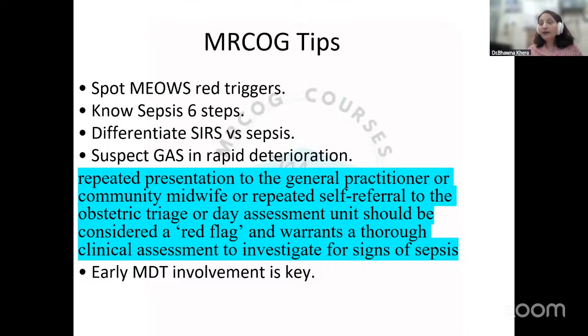Now, be very careful, Part 3 candidates, because till date, repeated presentation was taken as a red flag for domestic violence, right? You always took this repeated presentation to the GP, to the midwife, as a red flag for domestic violence. But remember now, this is a new red flag, a very upcoming, prominent thing which can come in the exam. So this is a new red flag for sepsis. That's why I've highlighted this point, because you need to take care of it. And early MDT involvement is the key.